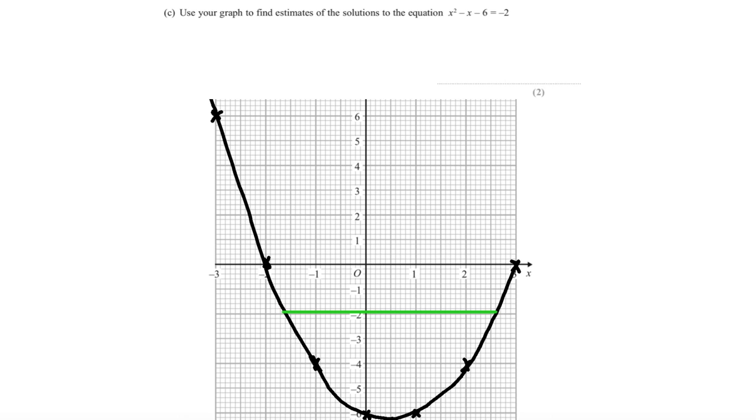Now I'm just going to read off where the line intersects. So going upwards, one value of x is roughly minus 1.6, and the other value going upwards is x equals 2.6, and that's our final answer. So we have x equals minus 1.6 and x equals 2.6.